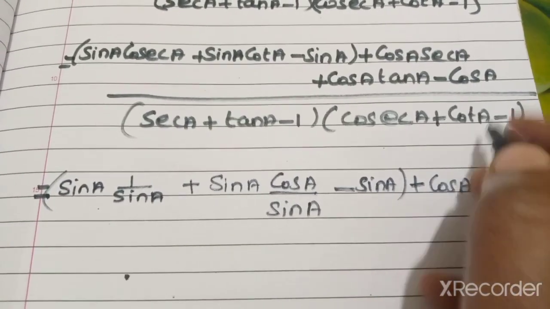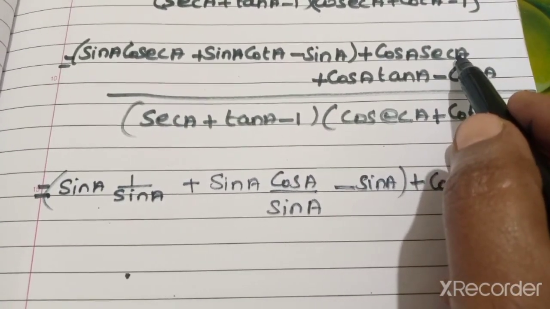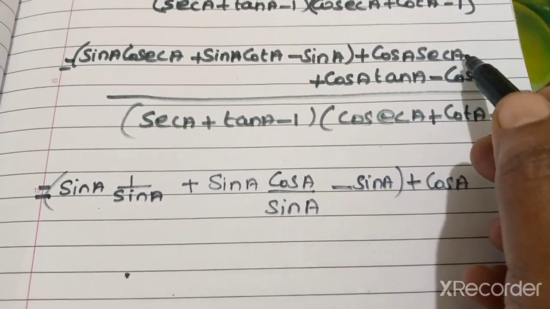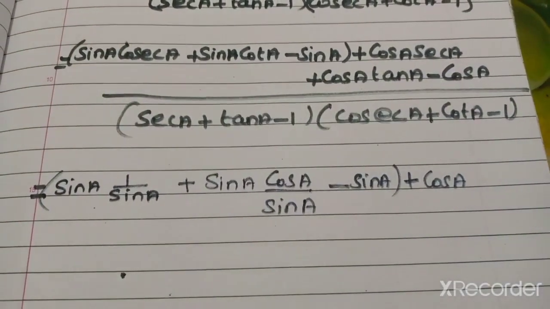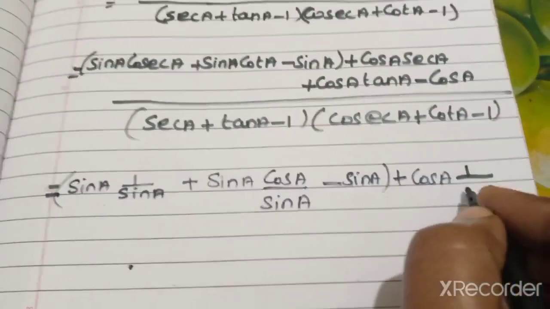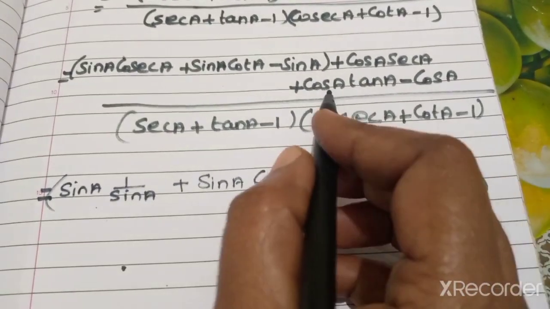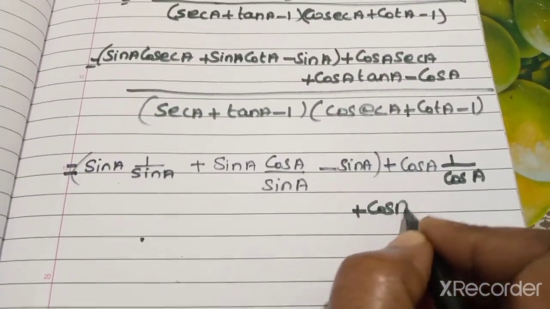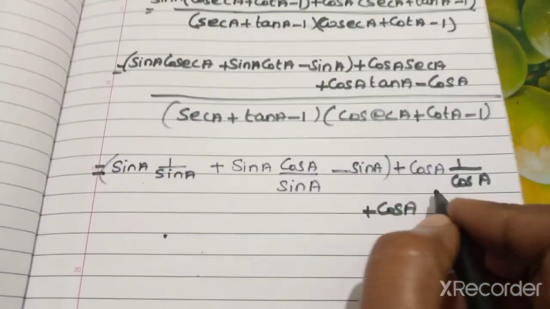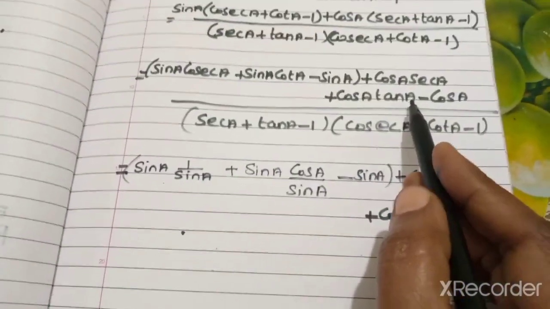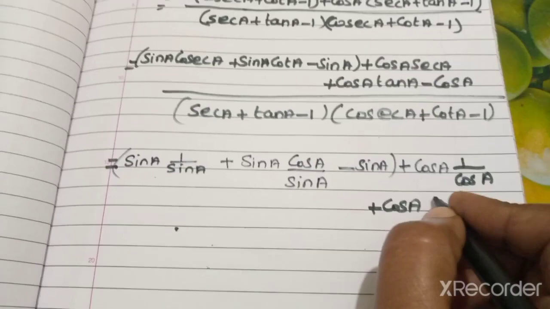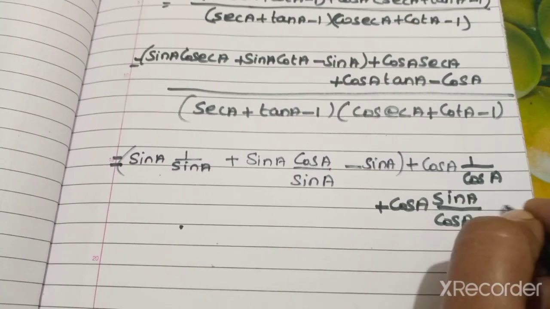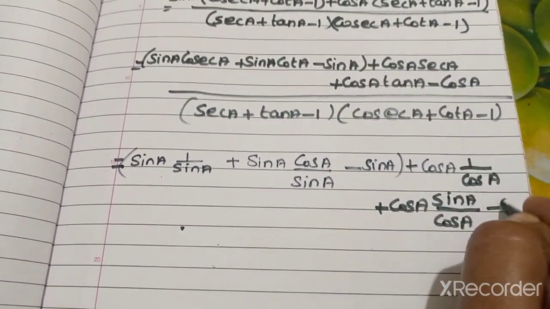Plus cos A into the secant. What is secant formula? 1 by cos theta. Is it? What is secant theta? 1 by cos theta. So let us use this. Secant theta is 1 by cos theta. Okay. So 1 by cos A. Then plus is there, no? Plus cos A into what is tan A? Sin theta by cos theta. What is tan theta? Sin theta by cos theta. So tan A can be written sin A by cos A, minus this cos A.